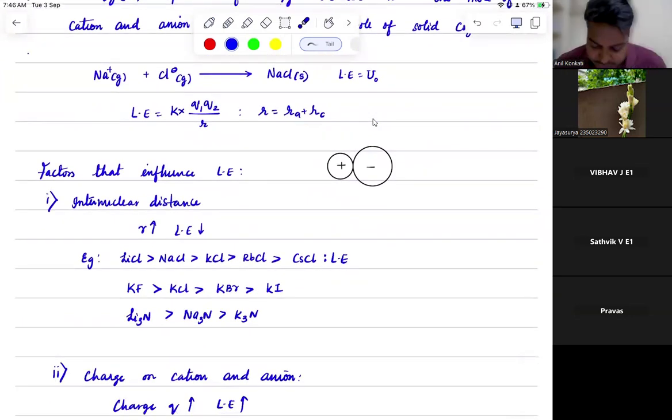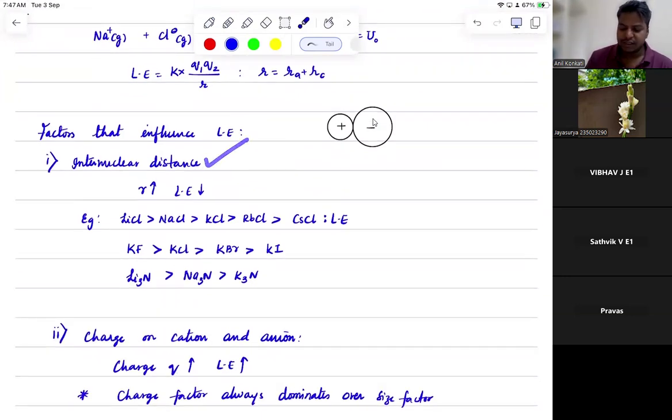Check the factors that influence lattice energy. Intermolecular distance: lattice energy decreases as the radius increases. LiCl has the smallest radius compared to NaCl, KCl, RbCl, and CsCl, so lattice energy will decrease this way. KF is greater than KCl, KBr, and KI when it comes to lattice energy. Li3N is greater than Na3N and K3N. This is about lattice energy.